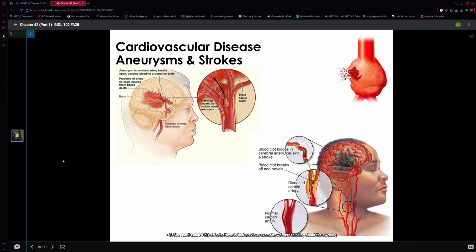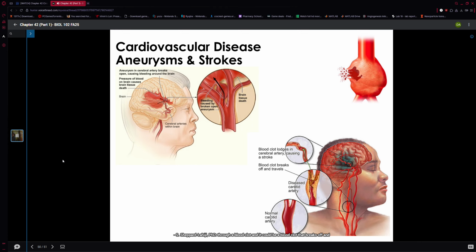Now, in that previous example, we were thinking about the swelling and bursting of an artery. Now, in terms of damage to the brain, that can also occur through another mechanism. So essentially, anything that interferes with blood supply to the brain can lead to a stroke. So that can be through the blood vessel bursting, like the earlier image, but it can also be if the cerebral artery is blocked, and that blockage can occur through a blood clot.